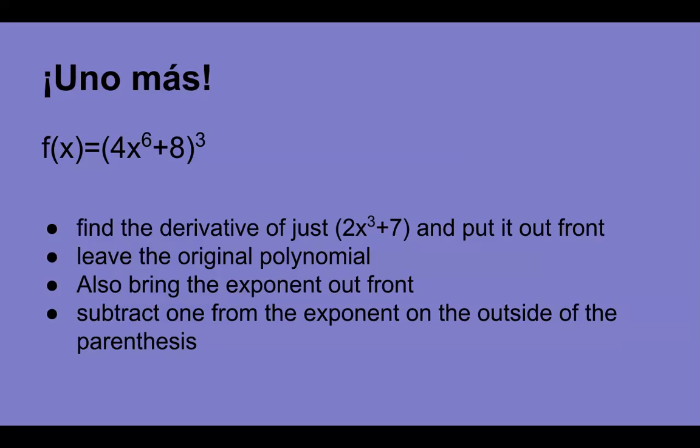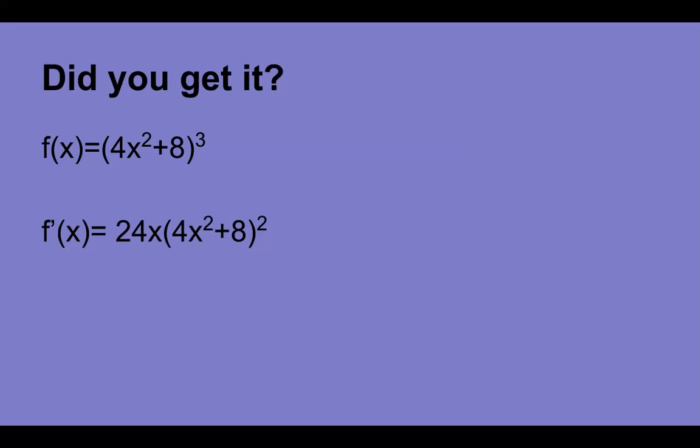So solve the inside of the top, so 4x to the 6th plus 8, and put it out front. Then you're going to leave the original polynomial there. Also, remember to bring the exponent, which is 3, out to the front, multiplying the derivative and the exponent that you brought out to the front. And lastly, subtract 1 from the exponent on the outside of the parentheses. So, your answer should be 24x times (4x to the 6th plus 8) squared.